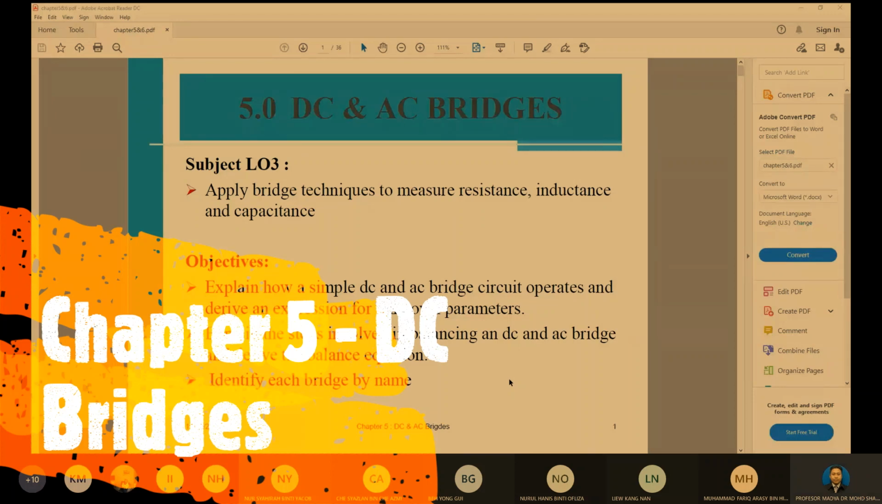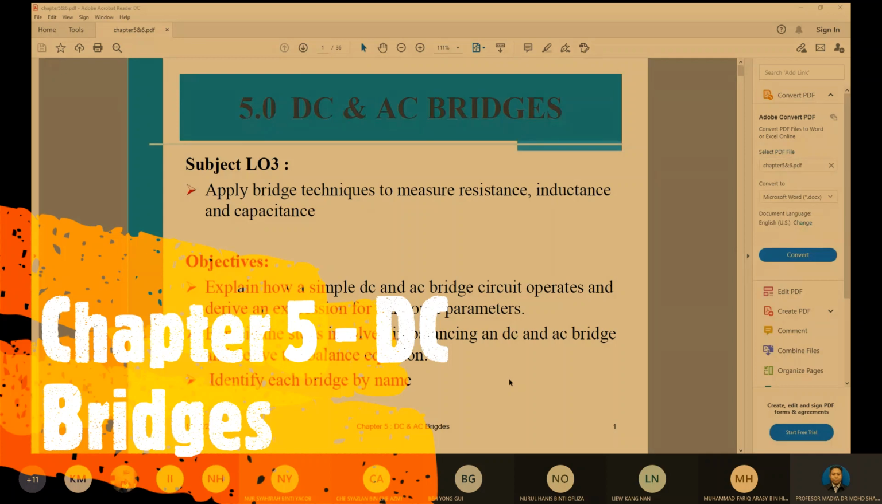Okay, and today we just focus on the DC bridge. On the DC bridge, normally we have 2 techniques. We have the Wheatstone bridge, and another one is the Kelvin bridge. All right, so the bridge is actually an instrument to measure the resistance, inductance, and capacitance, and also we can measure the frequency. That is the function of the bridge.